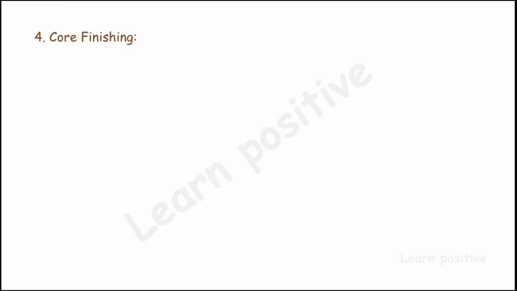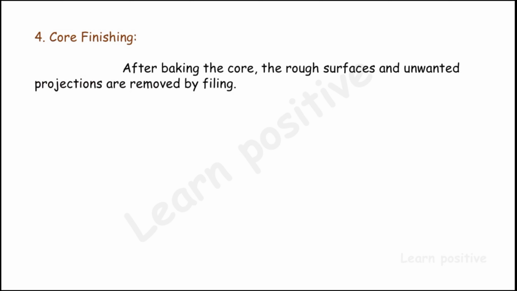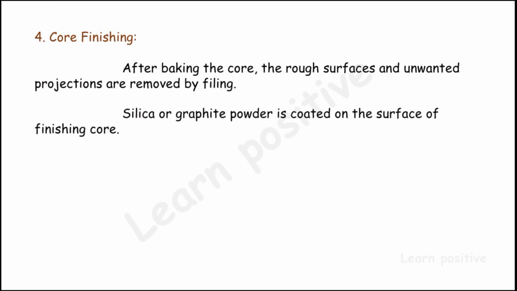The next one is the core finishing process. So after baking the core, the rough surface and unwanted projections are removed by filing, and silica or graphite powder is coated on the surface of the finished core.